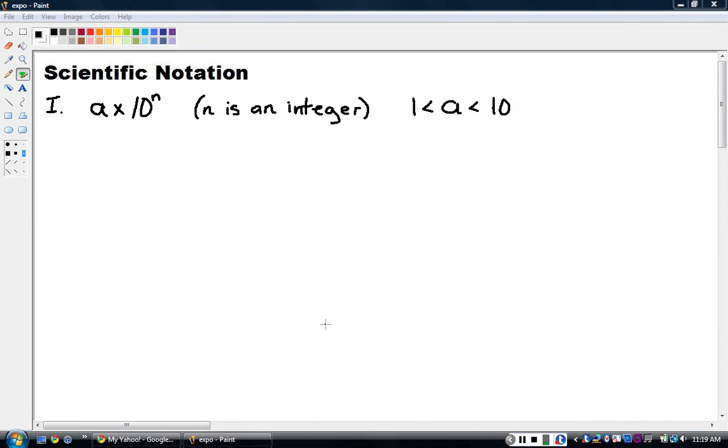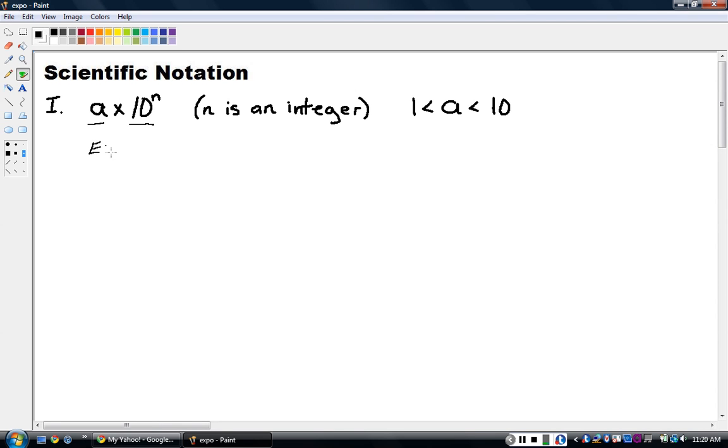Let's look at scientific notation. Scientific notation is a notation used for very large and very small positive numbers. Here's the definition: it's some number, which I'm calling A right now, times 10 to some power. This power is an integer; it can be negative or positive. And A is between 1 and 10. Let me show you some examples to try and clear that up.